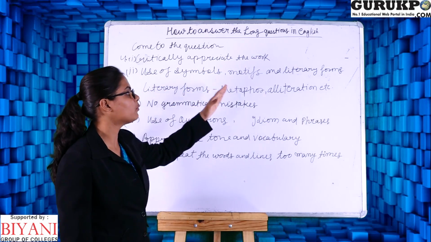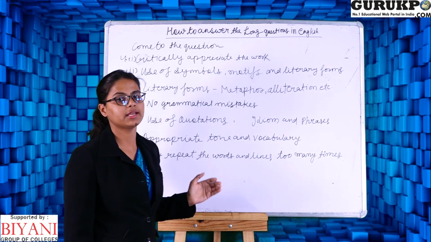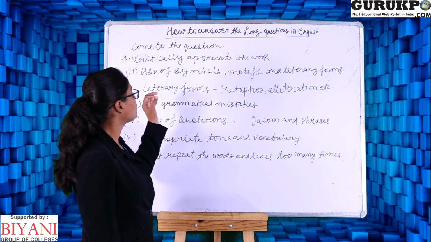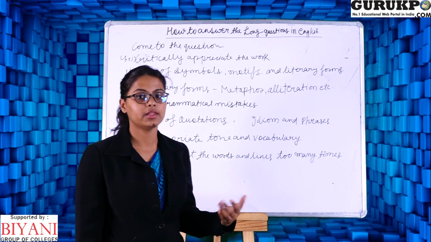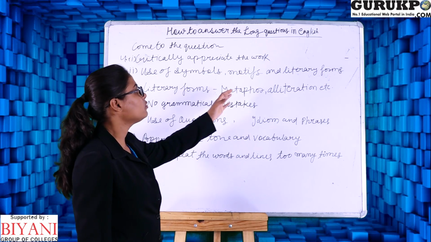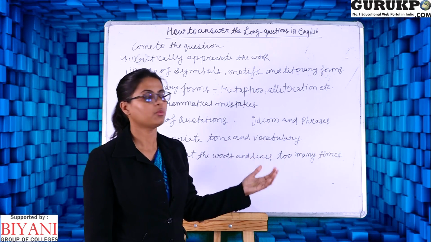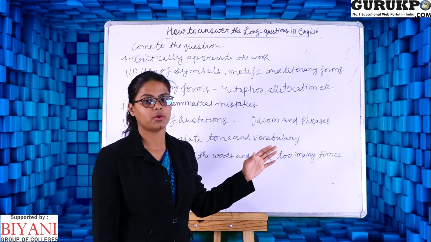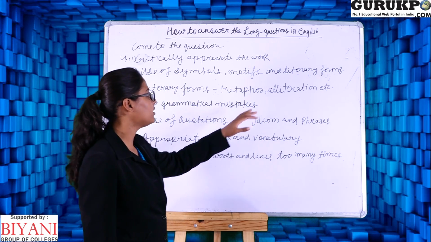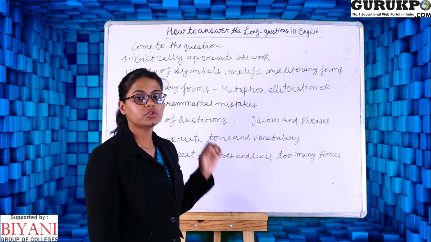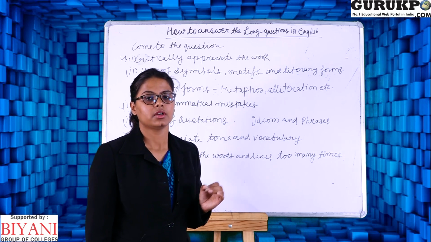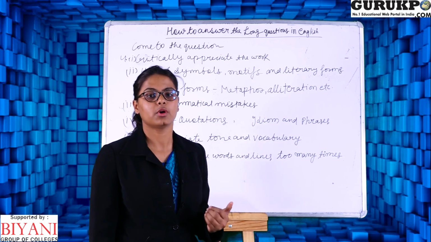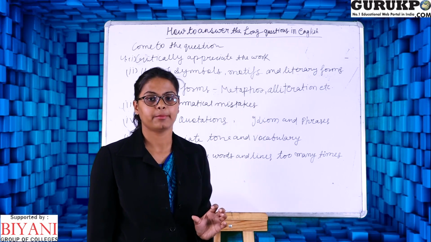Use of symbols, motifs and literary forms is very necessary. So you should use the symbols which are referred to in that work, in the novel or in the poetry. Then you can also give the motifs behind the work and the use of literary forms like metaphor, alliteration, etc. You should tell where these kinds of things are used. You can also refer to some lines taken from the work and explain them.